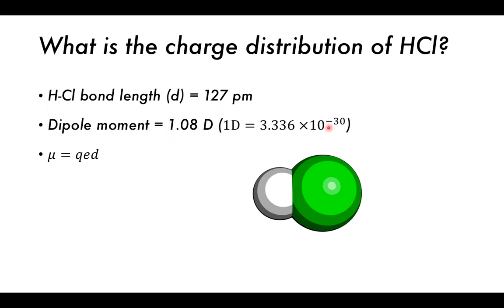1.08 D, where D has got this representation. The HCl bond length is 127 picometers, or 1.27 angstroms. Then the dipole moment is going to be, or sorry, the mu is going to be equal to QED. And so then we can calculate that using what we know, where we know the internuclear distance, we know E, which is the charge of the electron, and we know Q, which comes here from our dipole moment.